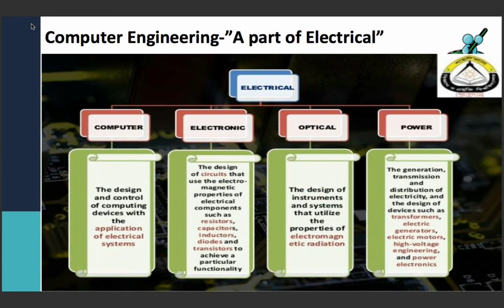Computer: the design and control of computing devices with the application of electrical systems. So I need you to understand this. Electronic: the design of circuits that use the electromagnetic properties of electrical components such as resistors, capacitors, inductors, diodes and transistors to achieve a particular functionality.